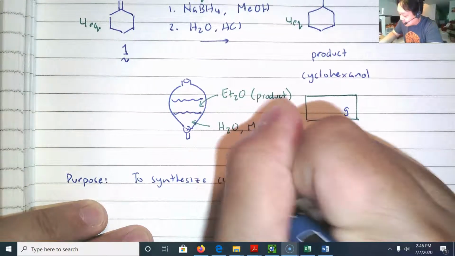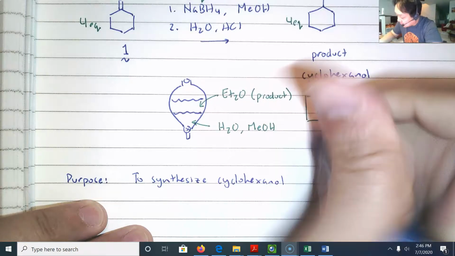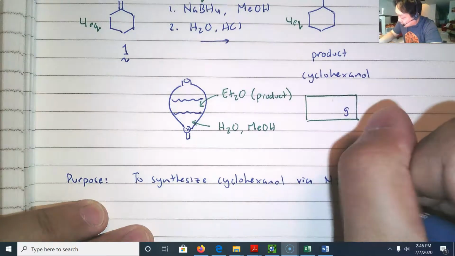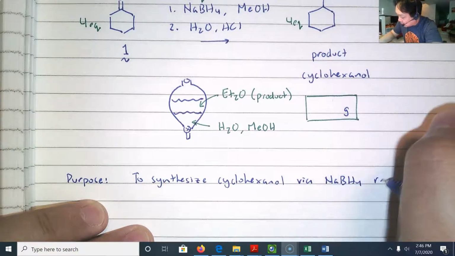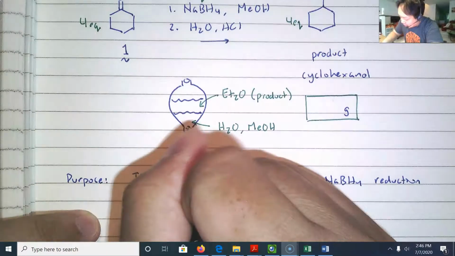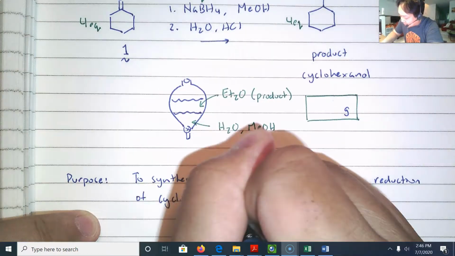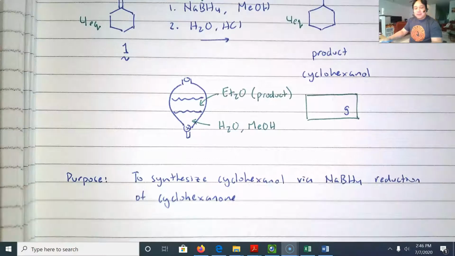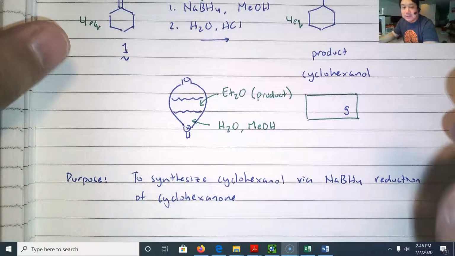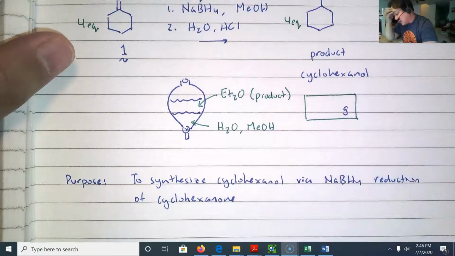Cyclohexanol via NaBH4 reduction of cyclohexanone. Now, is there anything else I want to say, to highlight what is so special about this experiment?